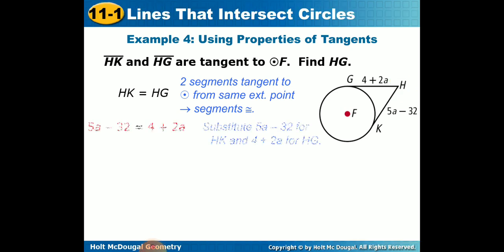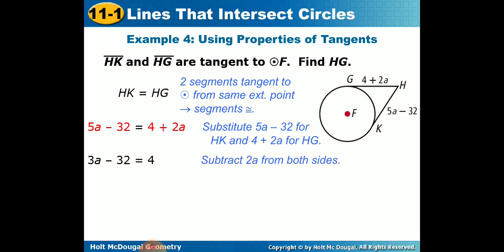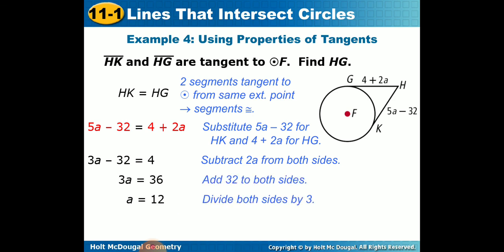So I'm going to find a by using my equations. 4 plus 2a equals 5a minus 32, because it's given in expressions. It's very easy now to do. 3a minus 2a equals 4, then 3a equals 36, then a equals 12. So HG now, I'll substitute a with 12. 4 plus 2 times 12, so it will be 28.